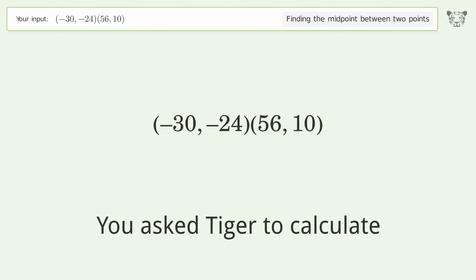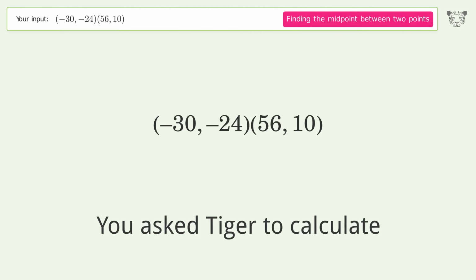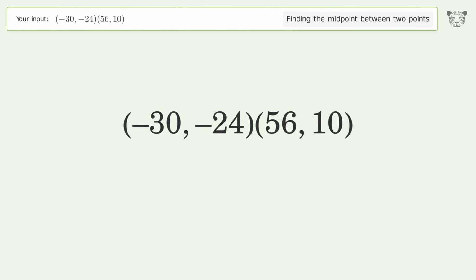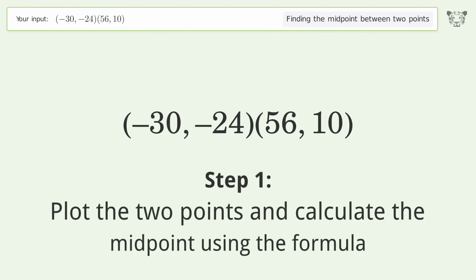You ask Tiger to calculate. This deals with finding the midpoint between 2 points. The midpoint between the 2 points is 13, -7. Let's solve it step by step. Plot the 2 points and calculate the midpoint using the formula.